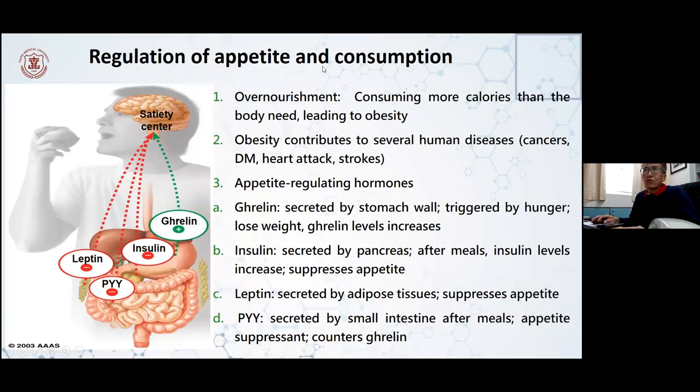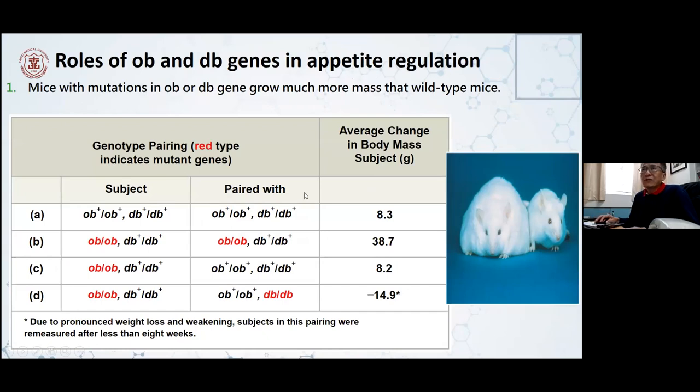Okay, so this is the regulation of appetite and food consumption. And there is an animal. This animal is very, very cute, I can say, and is already extensively used in research, called the OB and DB mice. The mice with a mutation in the OB and DB gene grow much bigger than the wild type mice. You can see the average change in body mass of about 8.3, and the OB/OB mutant mice are bigger and grow faster. So the OB gene is very critical for obesity and obesity-related disease.